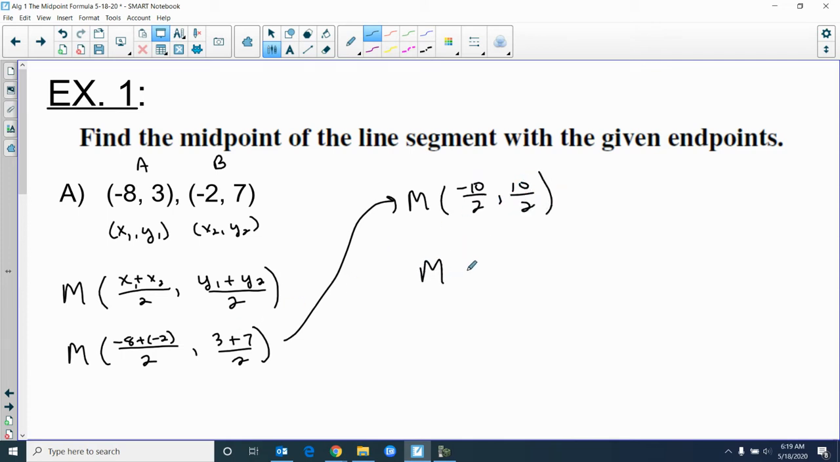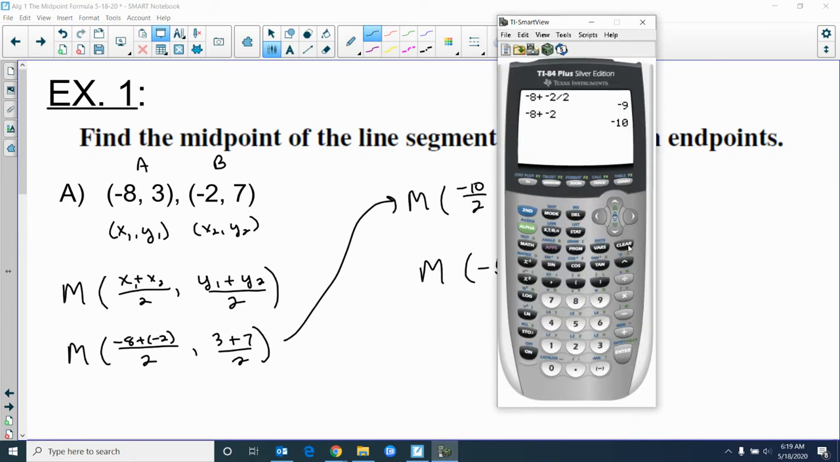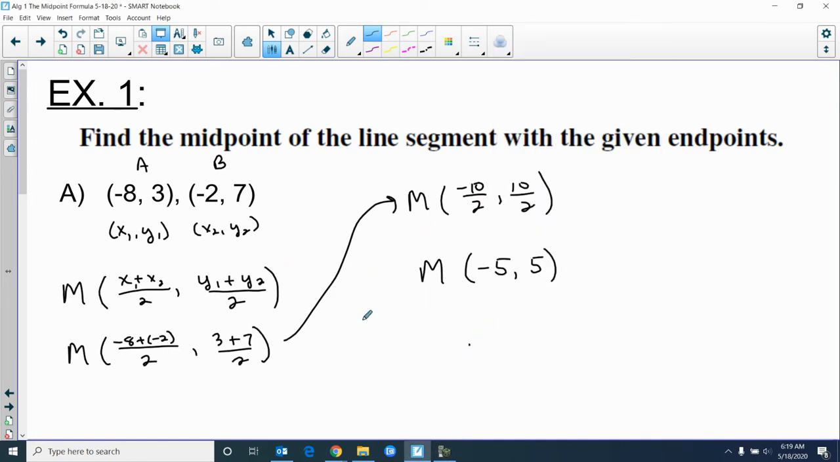And so negative 10 divided by 2 is negative 5, and 10 divided by 2 is positive 5. And yes, you can just do negative 8 plus negative 2 divided by 2. The only way to do this in one step is to put parentheses around the numerator. As long as you're dealing with, well, for all of them, put parentheses around the numerator. But for the most part, I think you can just do those mentally. So the midpoint is negative 5, 5.